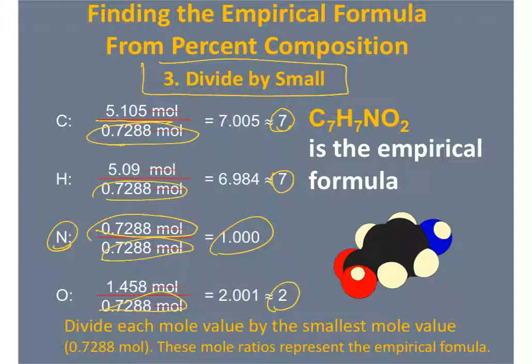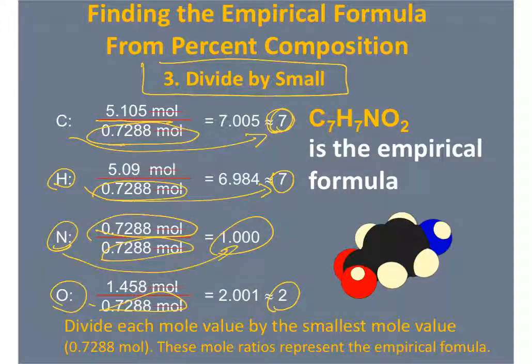So in this case, this tells you that the compound has, well, at least the empirical formula has 7 carbons, 7 hydrogen, 1 nitrogen, and 2 oxygen. So here is the empirical formula. That was easy. Now, you're not always going to get whole numbers. And if that's the case, then you have to go to step 4.